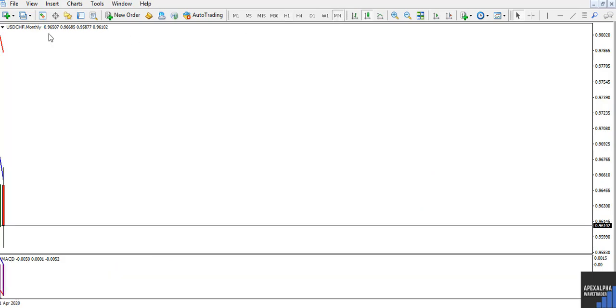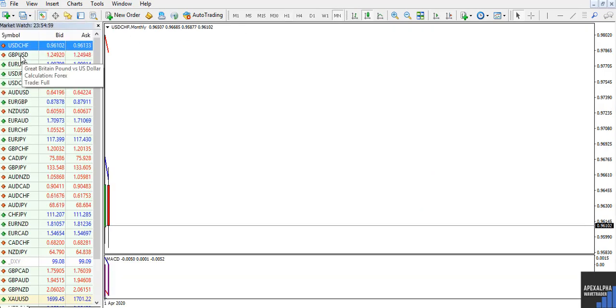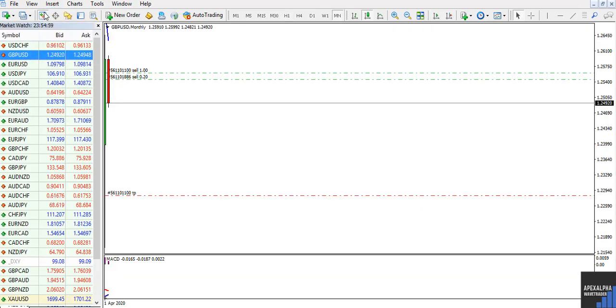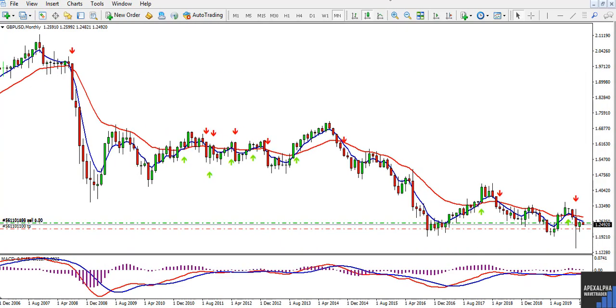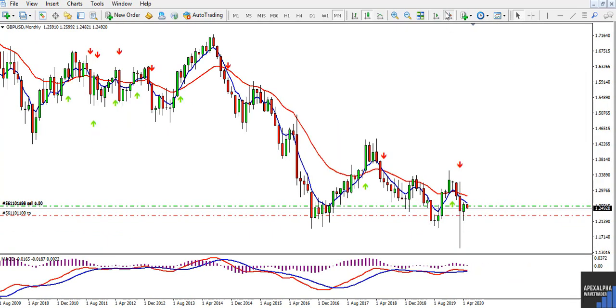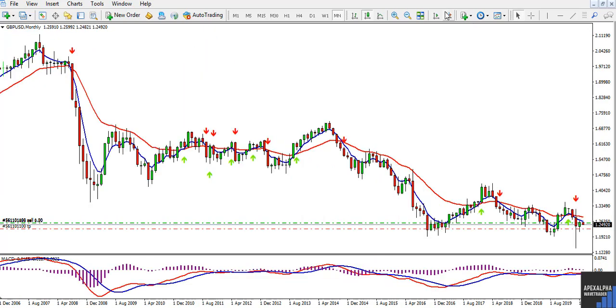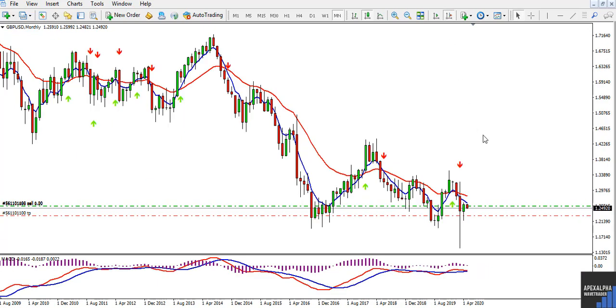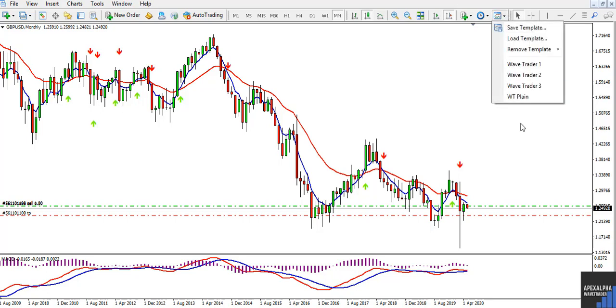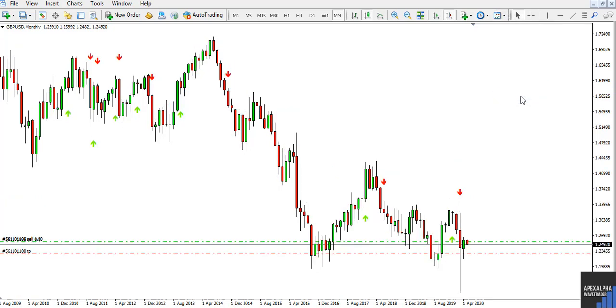So that's the USD CHF. Let's go to the next currency pair. Let's look at the GBP USD. I currently think I have two lots. Well, one is a full lot, the other is 2 mini lots on this trade. So I'm still going to go to the plain chart now.